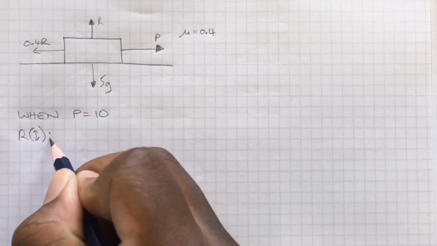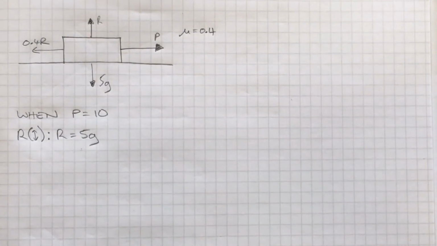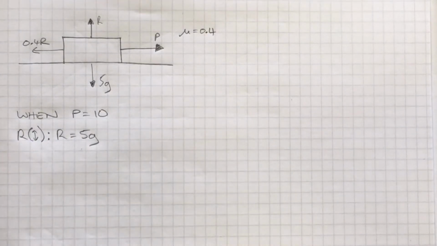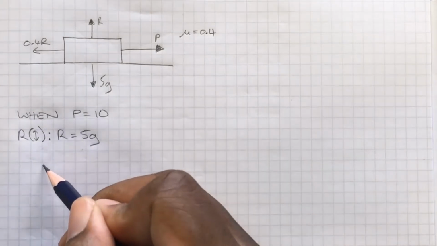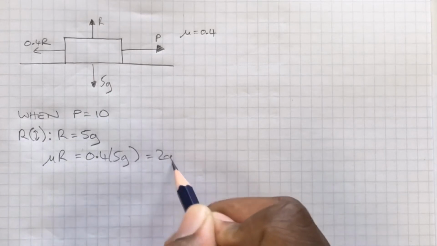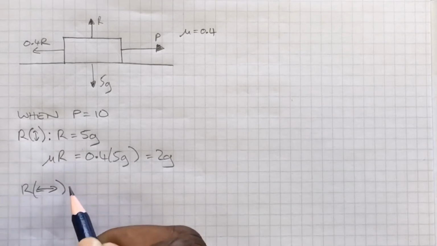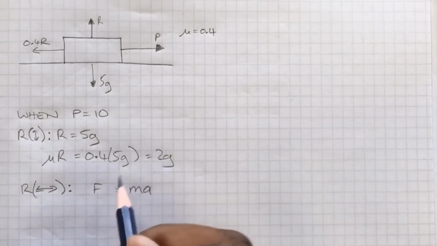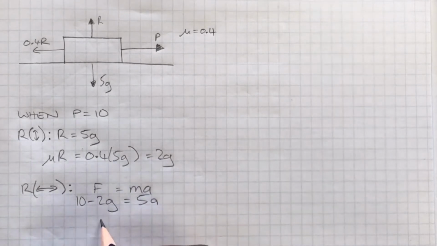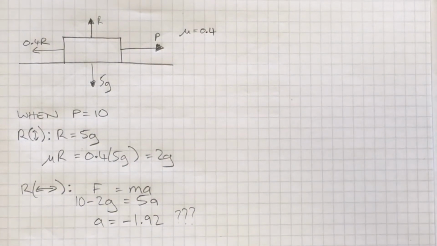So if we were to go ahead and calculate as we usually do, we'll start by resolving vertically, and we get a reaction force of 5g. Next, we can resolve horizontally, and we're going to use mu R, or the maximum friction, which is 0.4 multiplied by the 5g, which altogether gives us 2g. Alright, so our resolving should give us 10 subtract 2g. That will be our resultant force, equals the mass times the acceleration. From here, apparently the acceleration is negative 1.92.